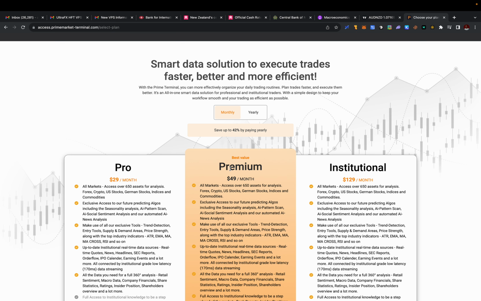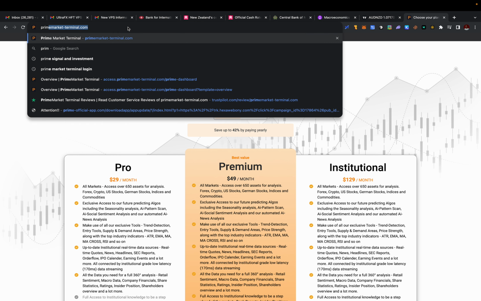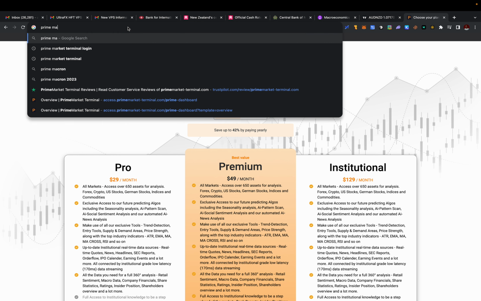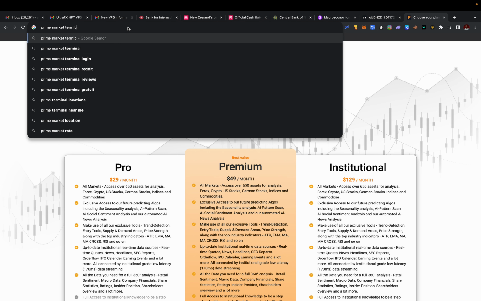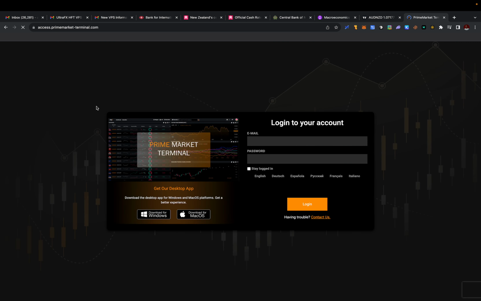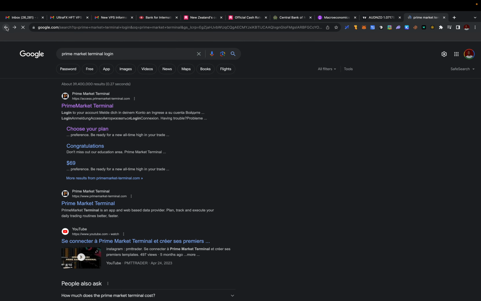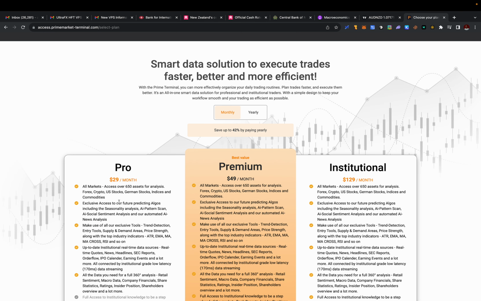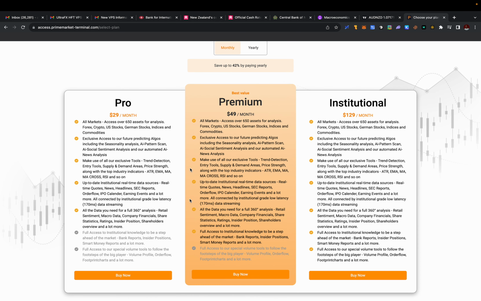When you visit the website, or you can just simply come to Google and type Prime Market Terminal, it's going to show you the first option, which gives you the direct link to the website. When you have it like this, it will ask you to sign up, but make sure you click on the link that was sent to you, so that it can bring you to this page and you can check which things you actually need.